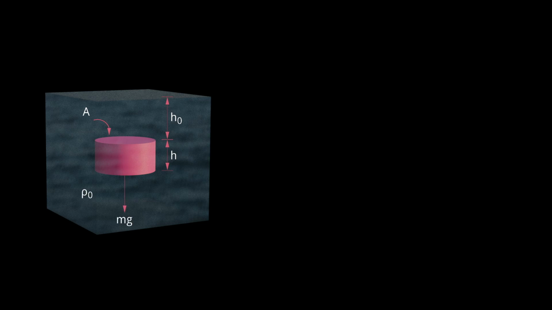The mass of the cylinder is m, so its weight can be expressed as mg, where g is the acceleration due to gravity. We are assuming that the cylinder is in static equilibrium, meaning the downward force due to the cylinder's weight is exactly balanced by the upward buoyant force from the water.